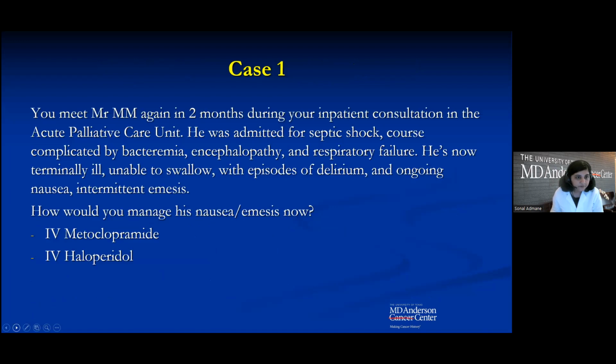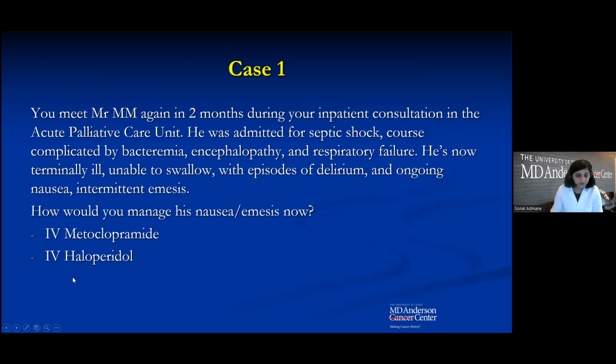So coming back to this case again, now you are doing your inpatient rotation and you are in the acute palliative care unit, and your patient is now admitted. He was admitted initially to the main hospital in the ICU for septic shock and now has been transitioned to full comfort measures in the acute palliative care unit. But now he's terminally ill at the end of life, unable to swallow. He has episodes of agitated delirium and ongoing nausea with intermittent emesis. So, how would you manage his nausea and emesis now?